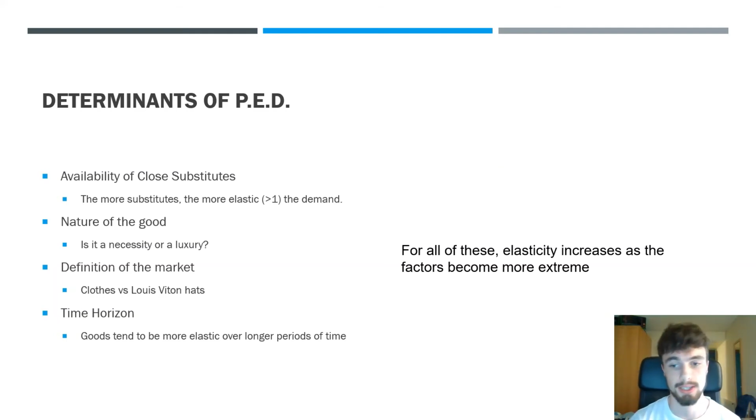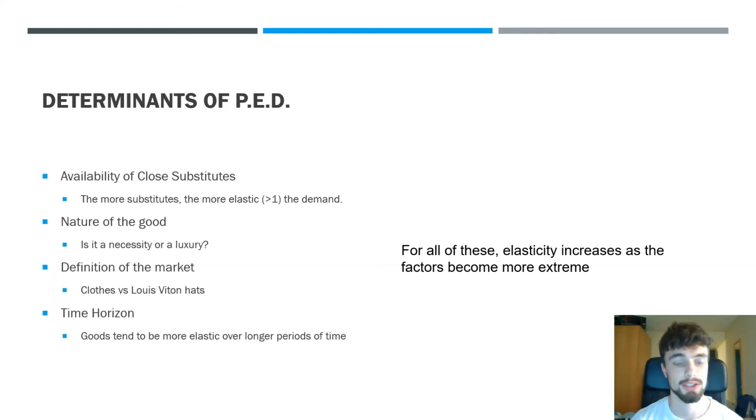The nature of the good is also a determinant. Is it a necessity or a luxury? If it's a necessity, then the good will be inelastic because people need it to live or function on a day-to-day basis, such as toothpaste, bread, water. Luxury goods are typically elastic because if the price of a Lamborghini goes up, then the demand for the Lamborghini will go down because people do not need the Lamborghini to survive.